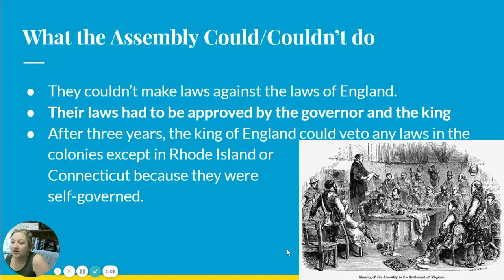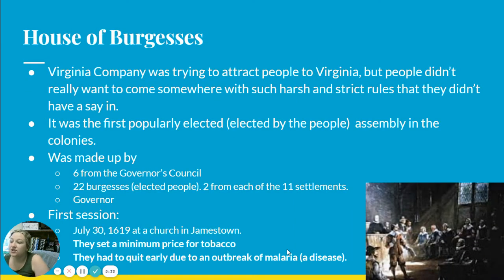What they could and couldn't do: they couldn't make laws against the laws of England. So if the King of England said, you have to pay this much for tea, they couldn't say, no, we're going to pay you this much. They couldn't make laws against them. Their laws had to be approved by the governor and the king. After 3 years of a law being in effect, the King of England could veto the laws in the colonies, except in Rhode Island or Connecticut, because they made their own laws. They were self-governed.